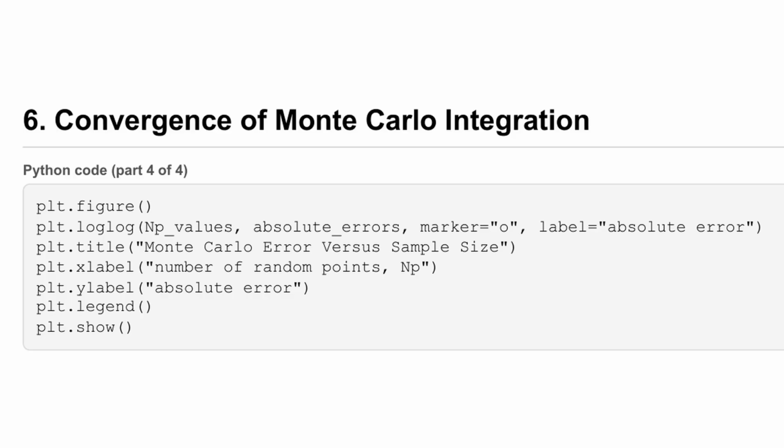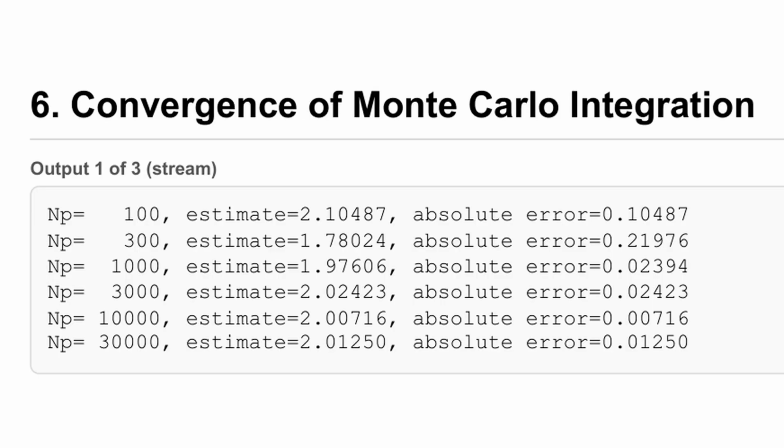This is a standard way to visualize convergence in computational physics, helping us see how quickly the error decreases as we throw more computational resources at the problem. Looking at the printed output, you can see that with only 300 points, our error was quite large at over 10%. However, by the time we reach 10,000 points, our error has dropped significantly to less than 1%.